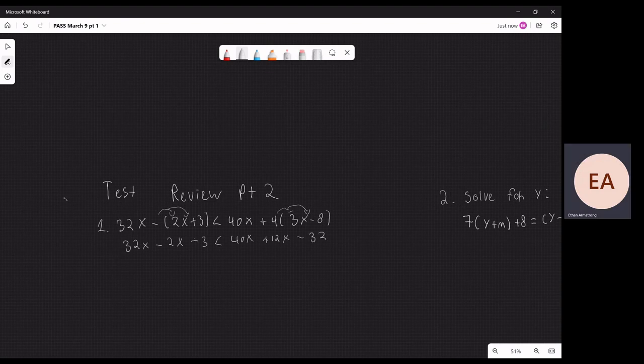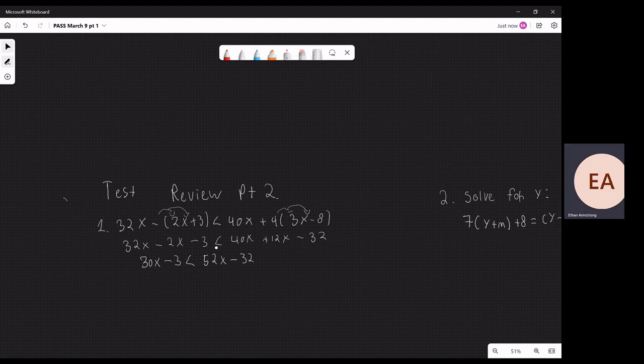minus 32. And now we want to get all of our terms to one side, so we can either put all of our x's to the right side or the left side. I think it'd be easier to put it to the left side. But before we do that, sorry, we gotta collect our like terms. So 32x minus 2x is 30x, minus 3 is less than 40x plus 12, which is 52x, minus 32.